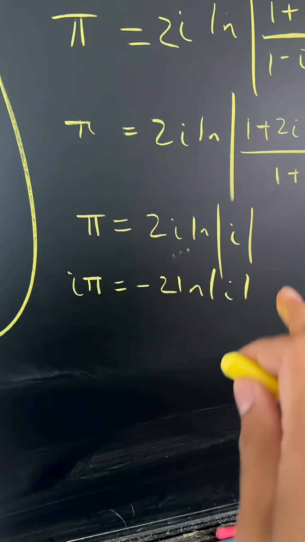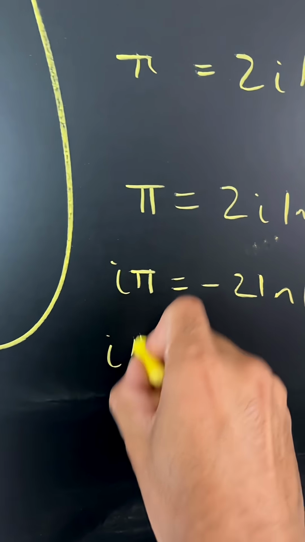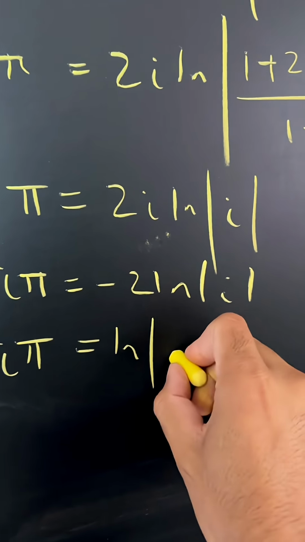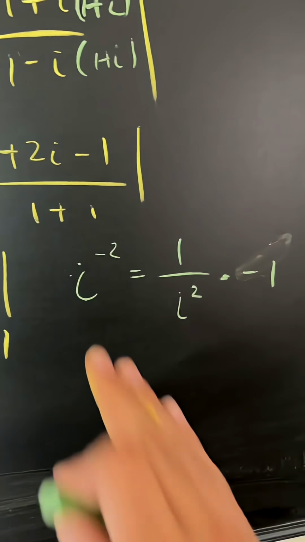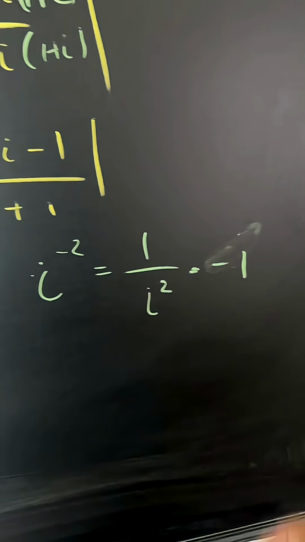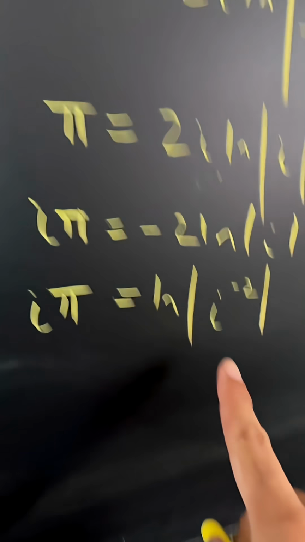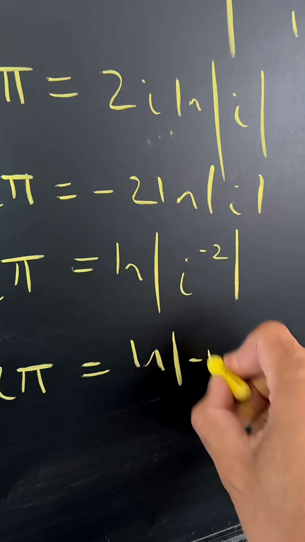Let's go ahead and do a couple things by bringing this inside. So we have i pi is equal to natural log of i to the -2. And let's go ahead and talk about what that is. i to the -2 is equal to 1 over i squared, which is just 1 over -1, giving us -1. So what we have is the natural log of -1. Now it's an absolute value, so this is totally valid here.